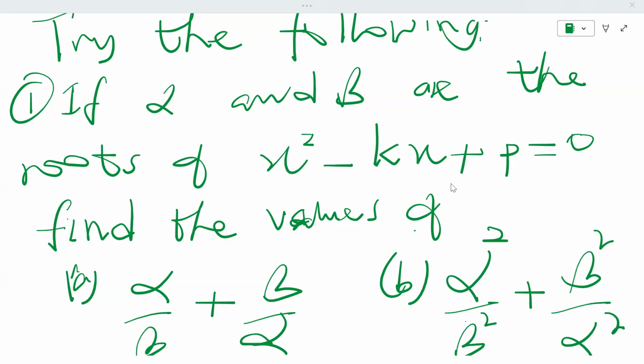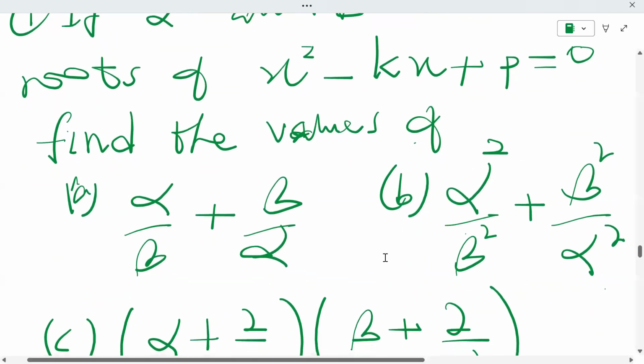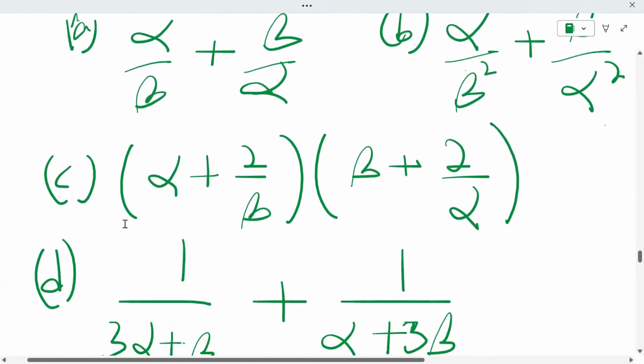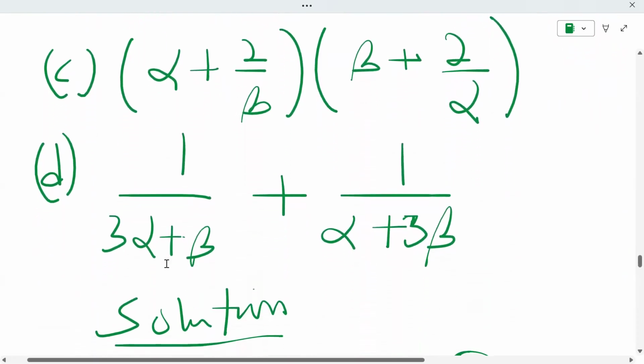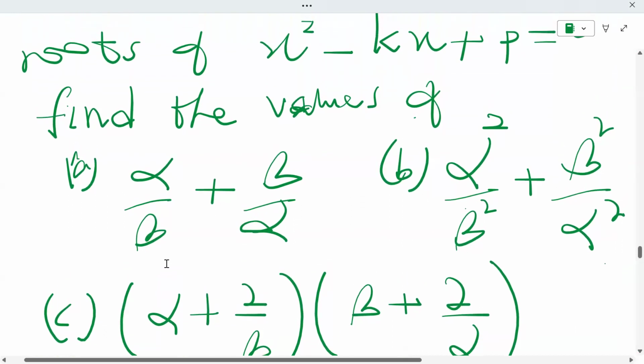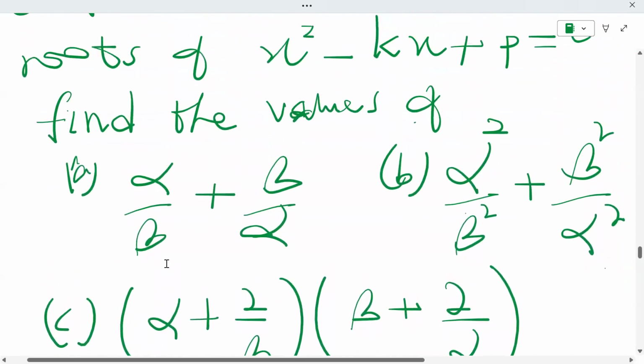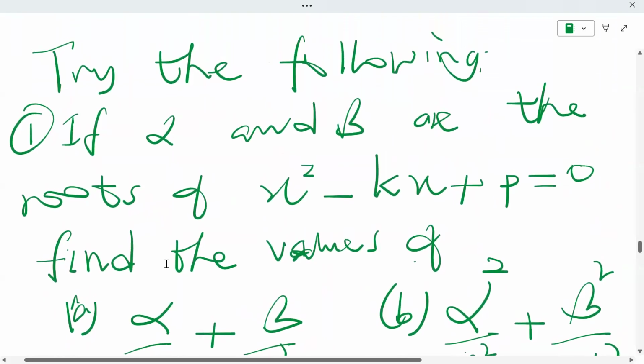Great. I want to continue with our examples on the roots and coefficients of the quadratic equation. So let's look at this question. If alpha and beta are the roots of x squared minus kx plus p equals 0, find the values of a, b, c, and d. Good. So these are the 4 questions that we are going to try to find answers to.